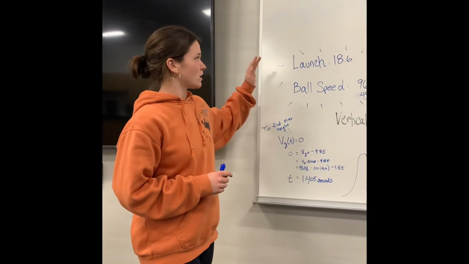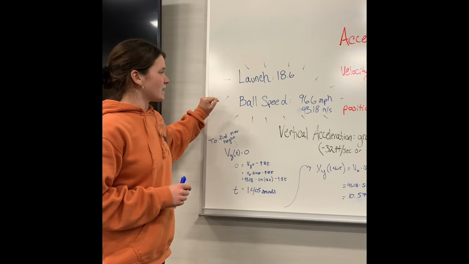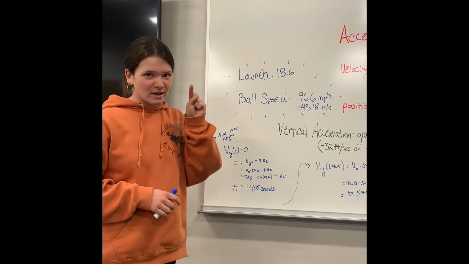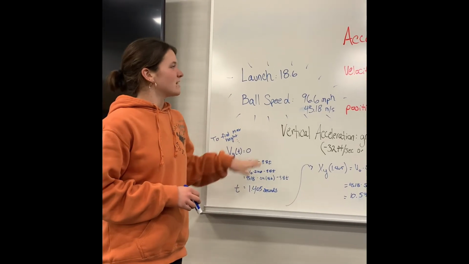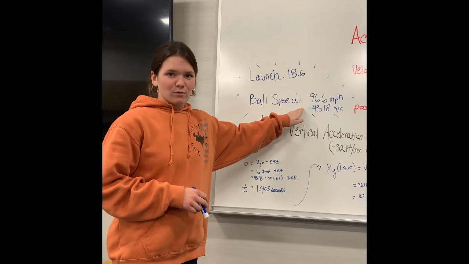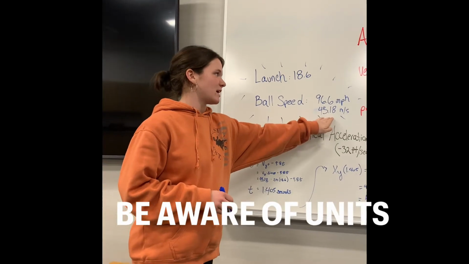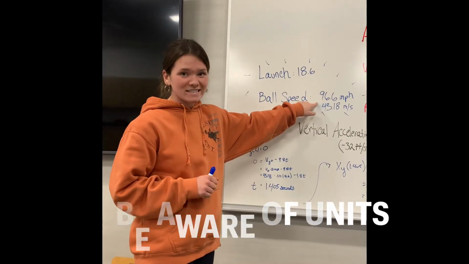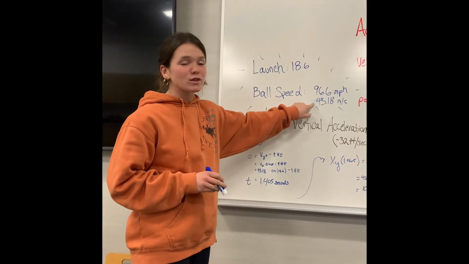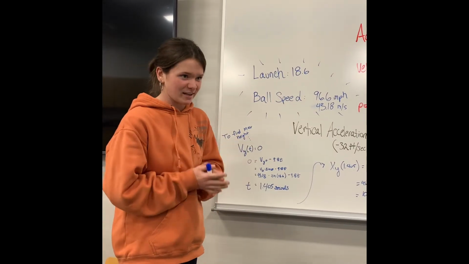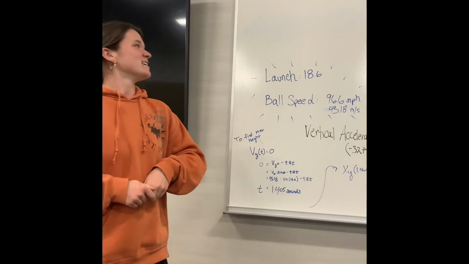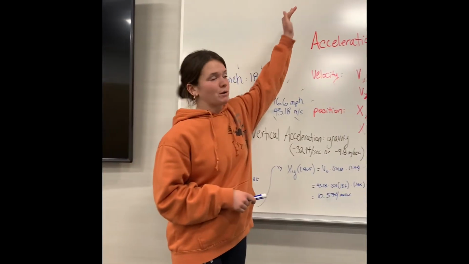I said earlier that we'll be able to make some calculations based off of our launch angle and our ball speed. Now I did learn this the hard way, getting some inaccurate numbers. The ball speed is in miles per hour, but we need it to be in meters per second. So 96.6 miles per hour is equal to 43.18 meters per second. Got that? So now we're going to go through our equations here.